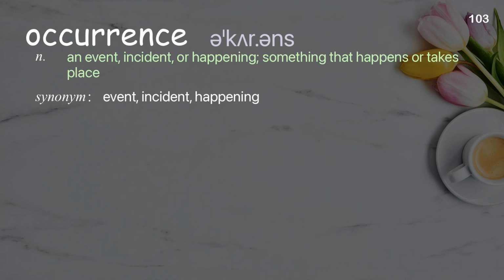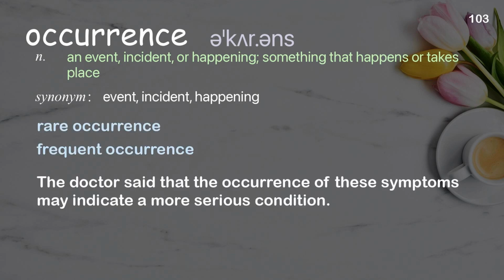Occurrence. An event, incident, or happening, something that happens or takes place. Examples: Rare occurrence. Frequent occurrence. The doctor said that the occurrence of these symptoms may indicate a more serious condition.